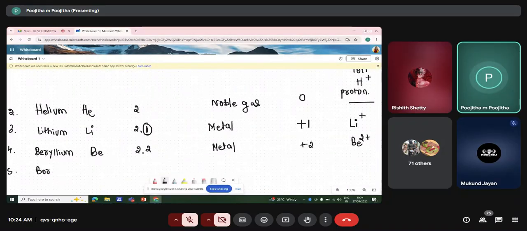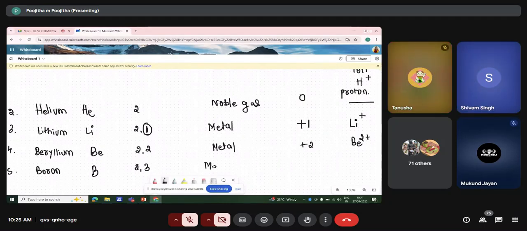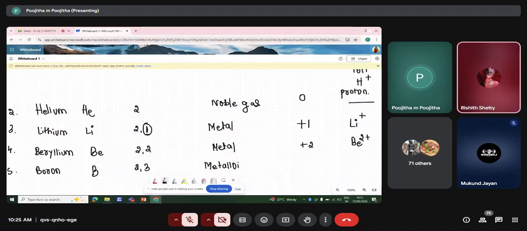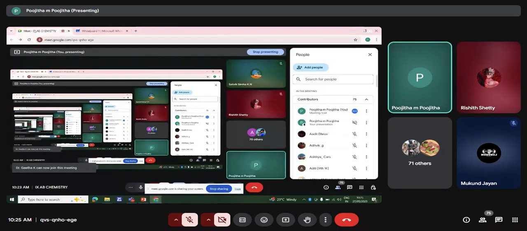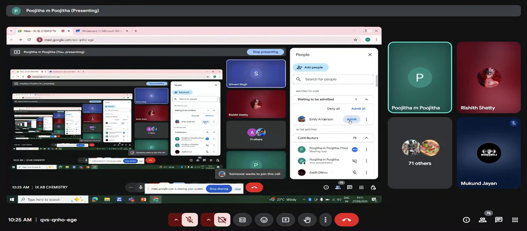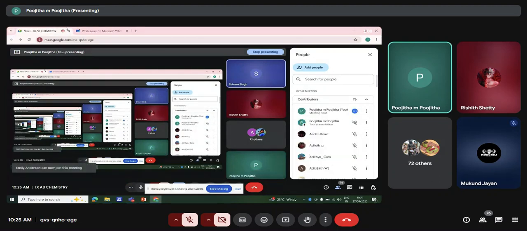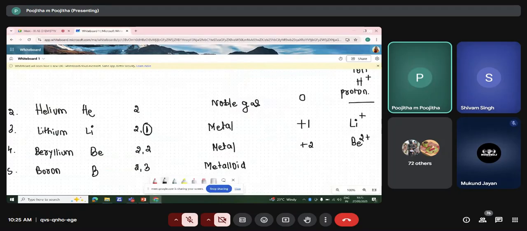Fifth one, boron. Symbol is B. Atomic number 5. So electronic configuration 2, 3. What type of element is boron? Among 1 to 20, you should remember you have two metalloids. Which are they? Boron and silicon. Okay. So boron is a metalloid. Because it has 3 electrons in its valence shell, it will exhibit a valency of +3.